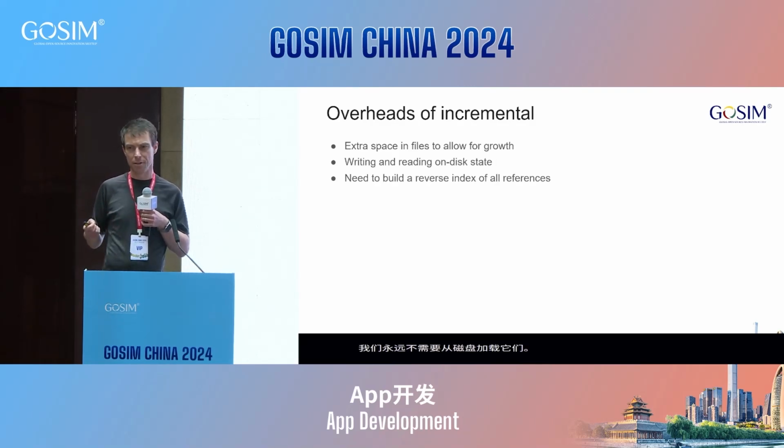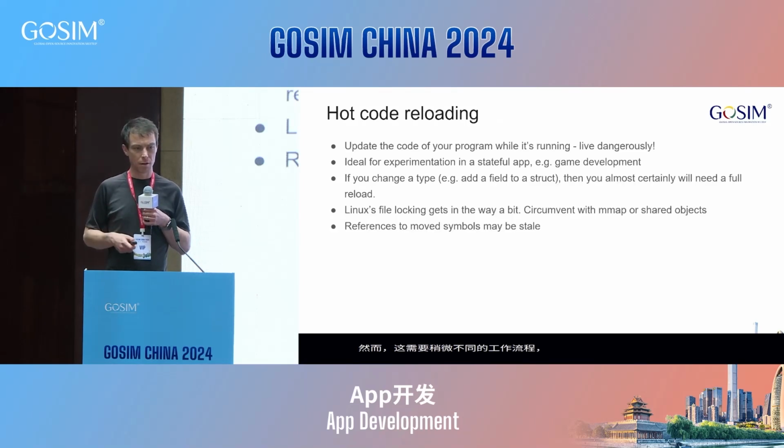So there are some overheads of incremental linking. As I mentioned, there's the extra space that we need to allow for sections to grow. There's reading and writing the state that we need to track on disk. And there's also building that reverse index. So we need a reverse index for all references. But I'm hoping that those overheads are significantly outweighed by the benefits that come from not having to redo a lot of the work that linkers do. And they do quite a bit of work.